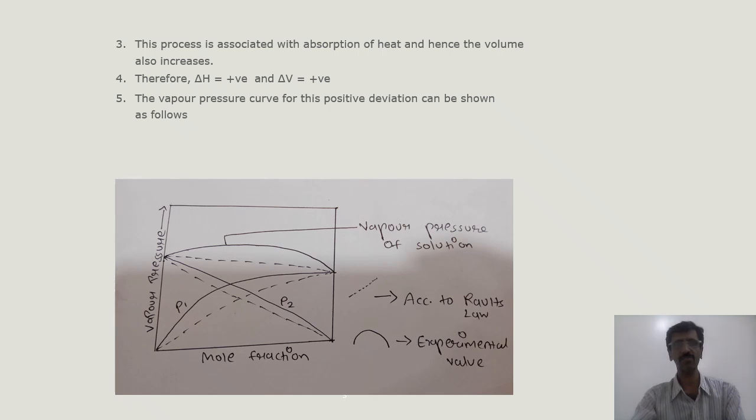So you can see the next point in front of your screen: delta H is positive and delta V is also positive because absorption of heat has happened. So that means there is an increase in the amount of heat, so it is positive. Expansion of gas happens, expansion of a substance happens, so the volume increases, therefore that is also positive.